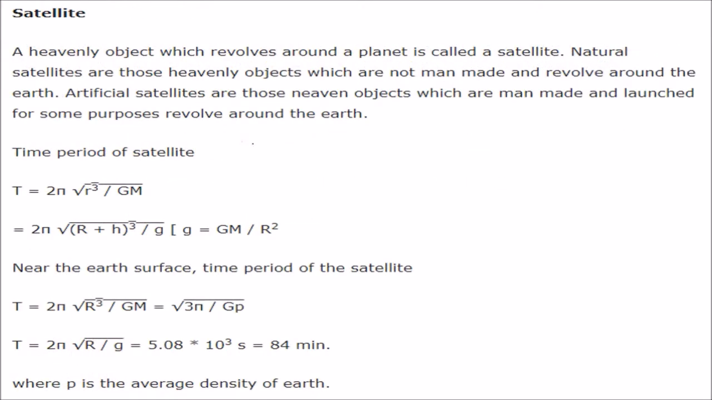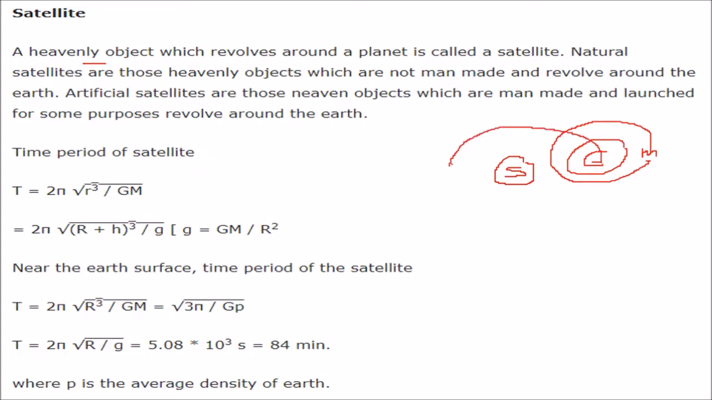Satellite. We have man-made satellites, and we have natural satellites. A heavenly object which is revolving around a planet is called a satellite. So if we have the Sun, we can say that Earth is a satellite. Moon is a satellite of Earth because the Moon goes around Earth.